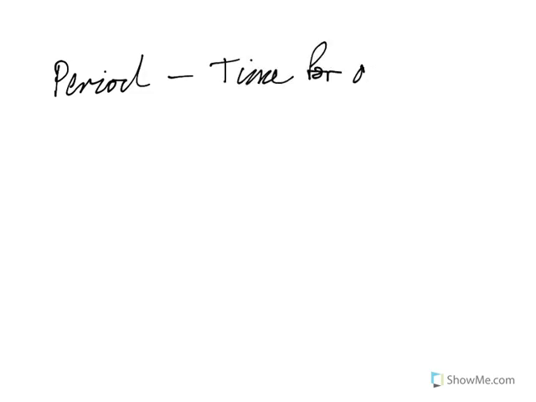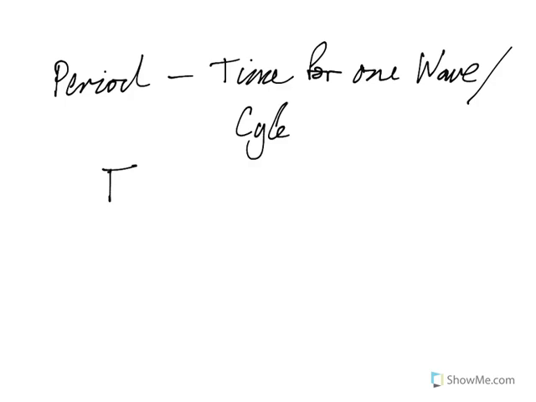All right, period. Period is related to the frequency, and period is the time for one wave, cycle, etc. All right, so the symbol, of course, is big capital T for the symbol, and the unit is seconds, because if it's the time for one wave cycle, then it's got to be seconds.